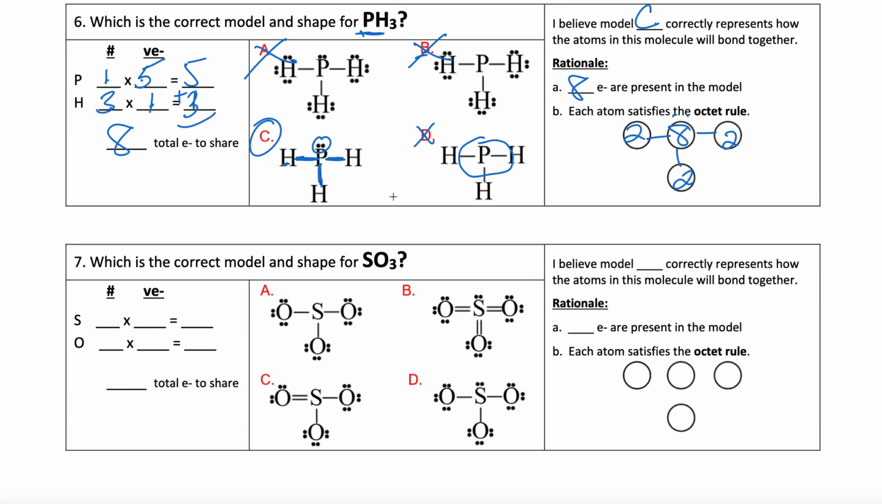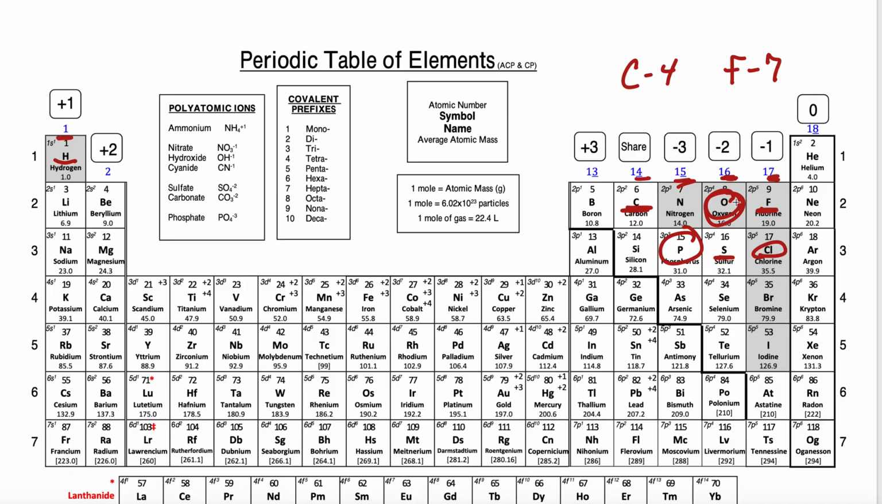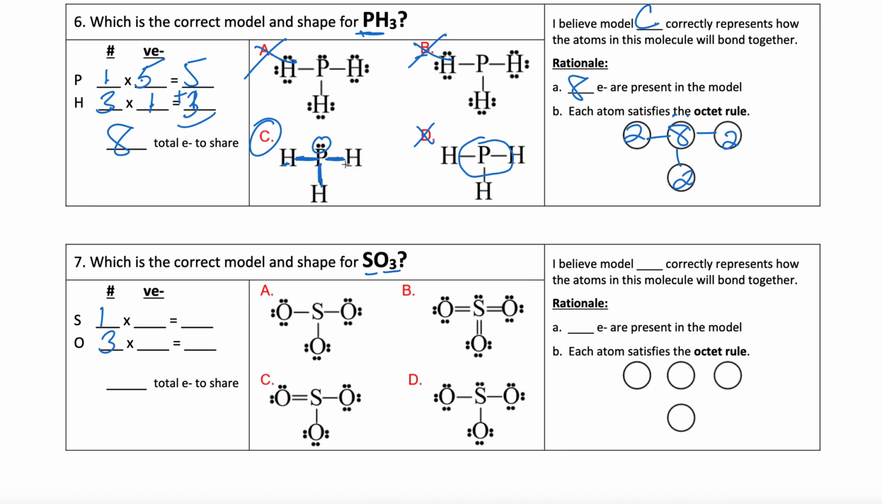All right, over here we again have 4 atoms. 1 sulfur and 3 oxygens. We know sulfur and oxygen are both in group 16, so they both have 6. S and O both have 6 valence. So 1 times 6 is 6, 3 times 6 is 18, 6 plus 18 is 24. They've got to divvy up 24 electrons.